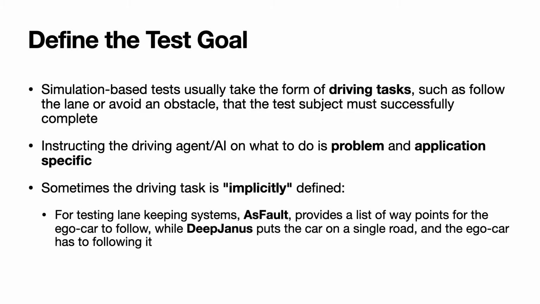But other systems like Deep Janus create tests for which the driving task naturally follows the setup. What I mean is, if you want to have a car that keeps the lane, you can create one single road, place the car at the beginning of the road, and let it drive until the end of the road. So there is no need for trajectory planning, for telling the car where it has to go. It just follows the road. So in this sense, we can interpret this as an implicit way of defining the driving task.